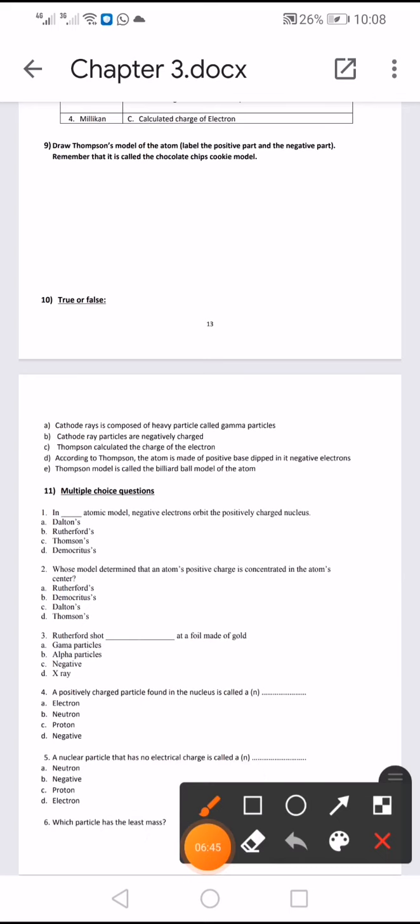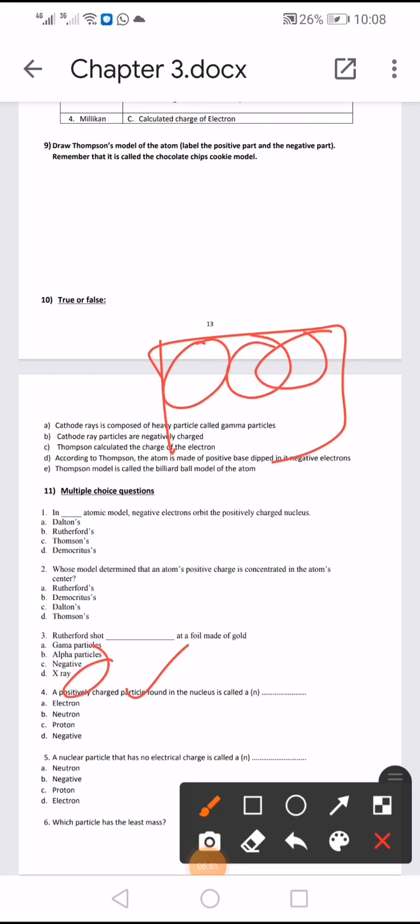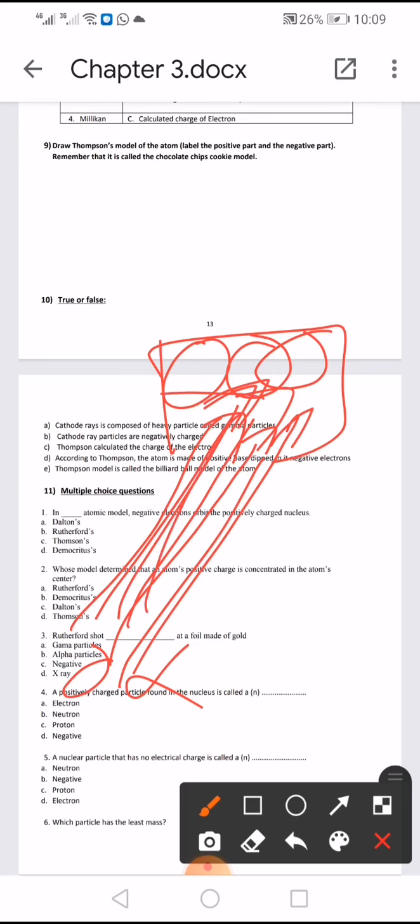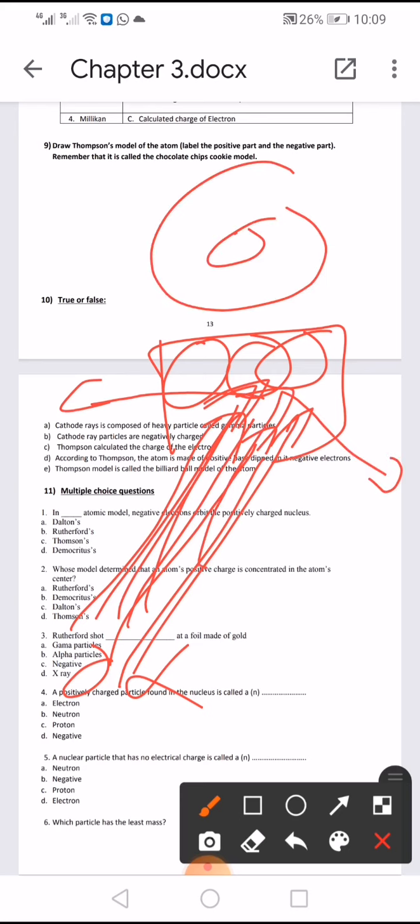Rutherford made an experiment called the gold foil experiment, where we use a gold foil like this and an alpha particle. When the alpha particles passed through the gold foil, he saw that most of the rays passed through. This means that most of the atom is empty. When some rays deflected like this, it means that inside the atom there is a positive charge.